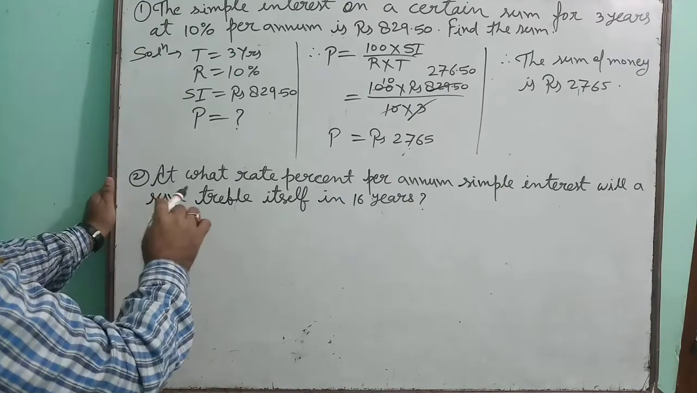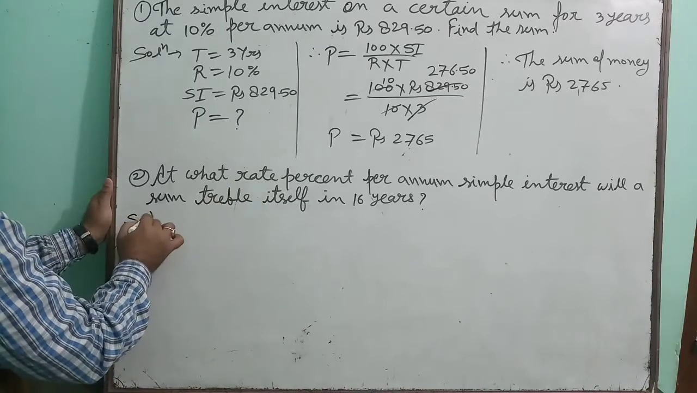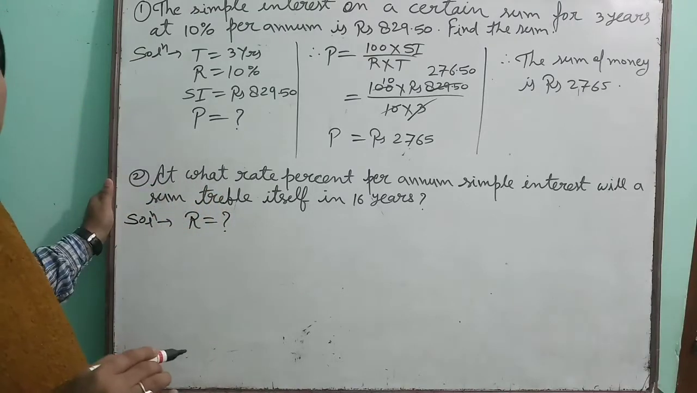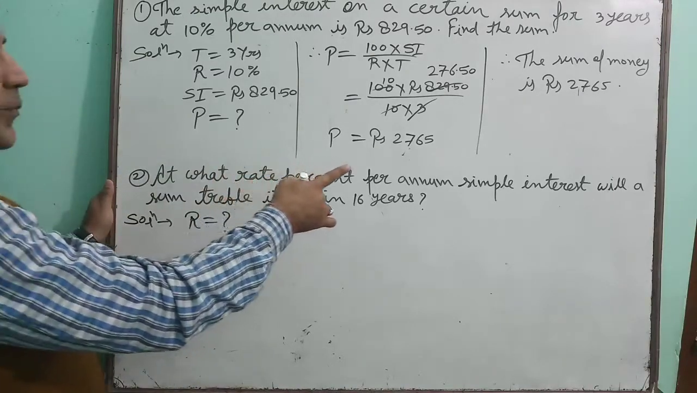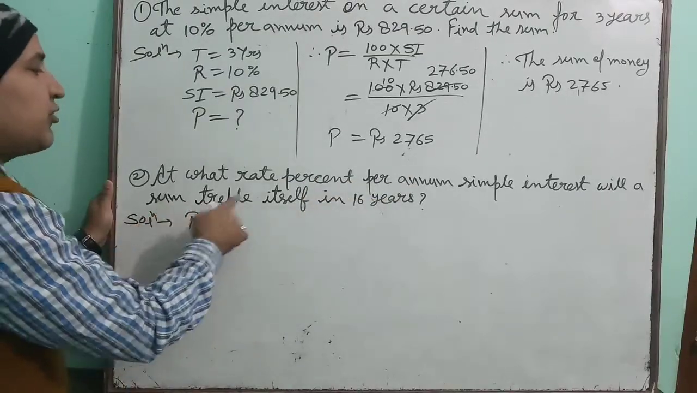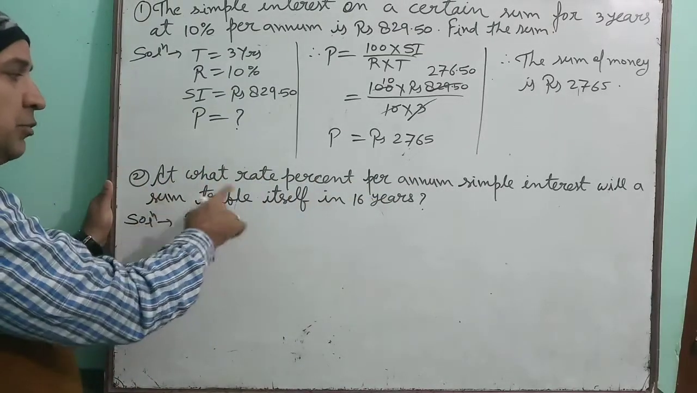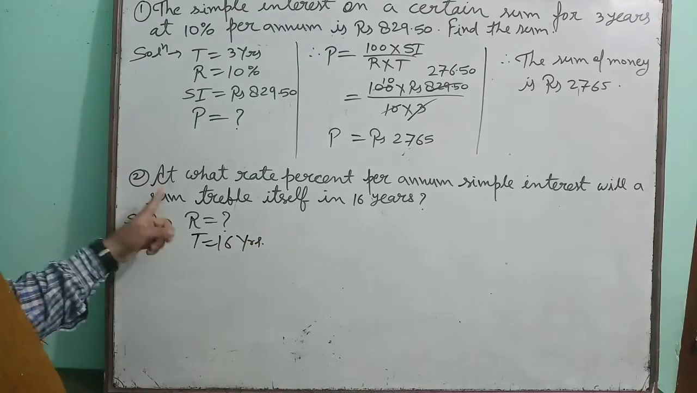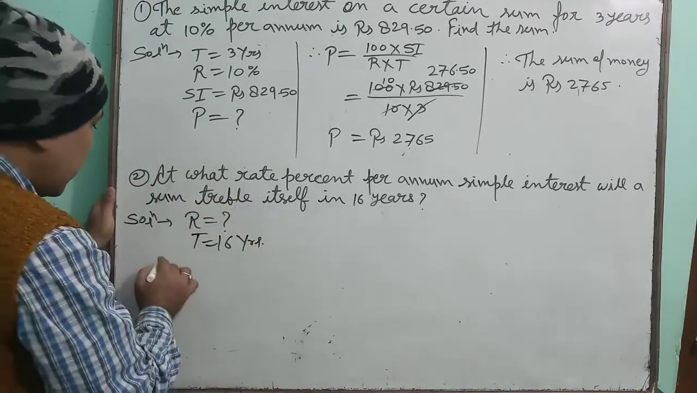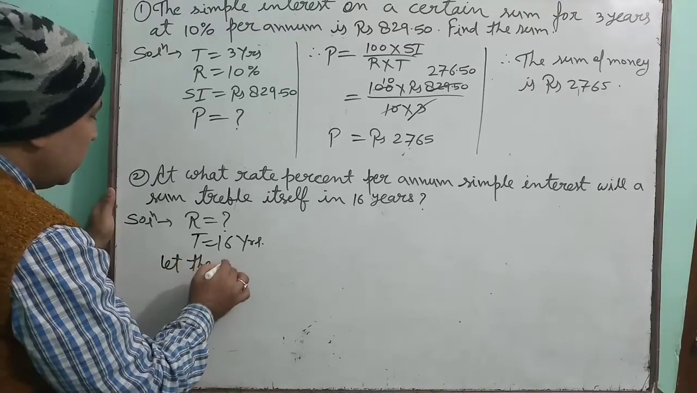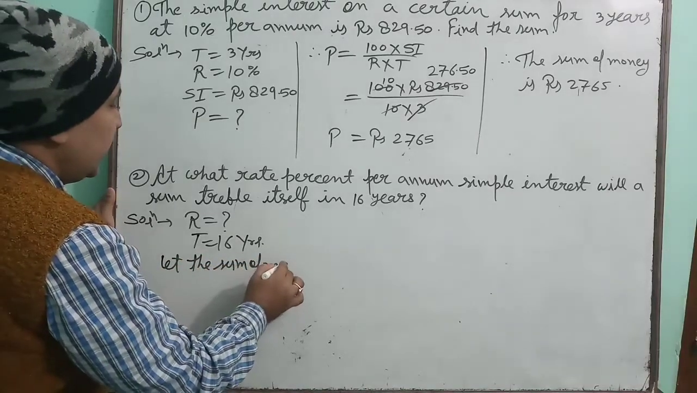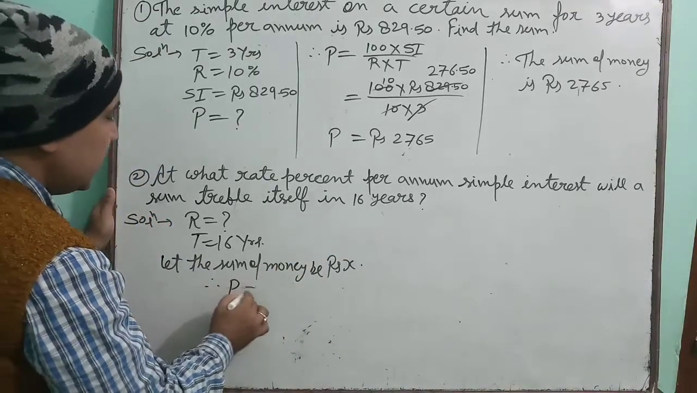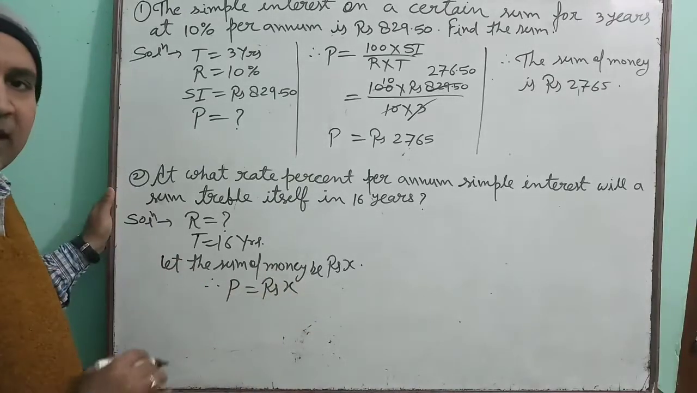Okay, now see the second question. At what rate percent? See, the very initial statement of the question is saying that we have to find the rate percent. At what rate percent per annum simple interest will a sum triple itself in 16 years? That means time is 16 years and the sum becomes triple. So suppose the sum of money be rupees x. That means the principal amount is rupees x that we are supposing.